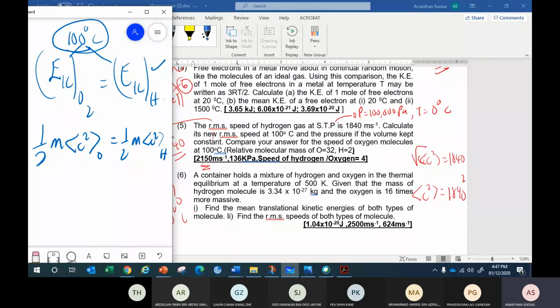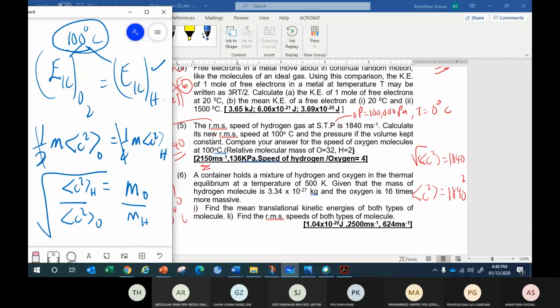So this must come to your mind, next level. Looking for c squared hydrogen over c squared oxygen from here. So for c squared oxygen, what do you get? Half cancels. So it's going to be the mass of oxygen over the mass of hydrogen. But because we want the square root, here also square root. This is your final answer, because we want the root mean square ratio. So the answer should be what? Root of the mass of oxygen, which is 32, over the mass of hydrogen, which is 2. You get 4.